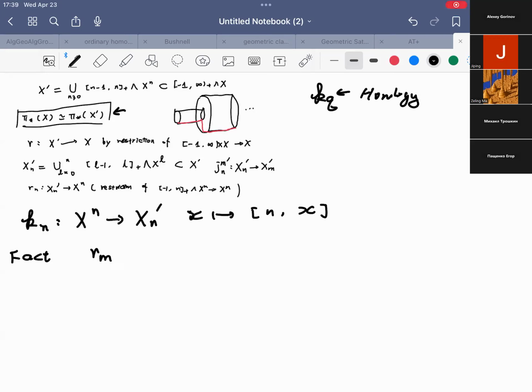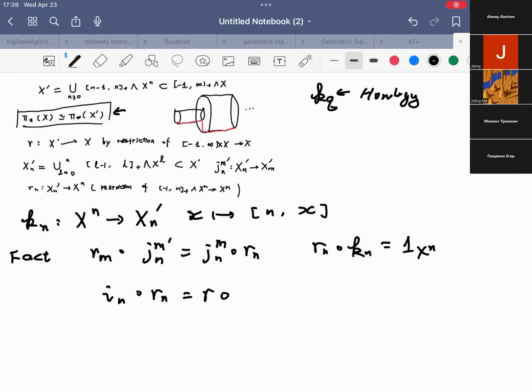Maybe an easy fact: you just take some composition maps. First, G_n prime composed with G_n composed with K_n equals the identity on X. This is a very easy fact. And R composed with I_n prime equals R. And the next one is not easier, but you need to see more: K_n composed with R_n is homotopic to the identity on X prime.